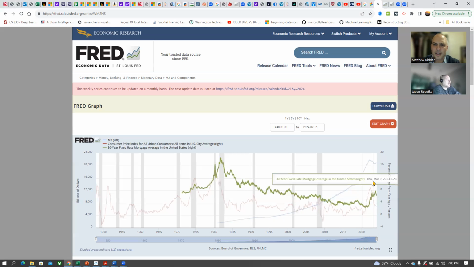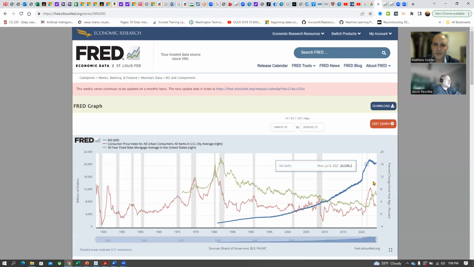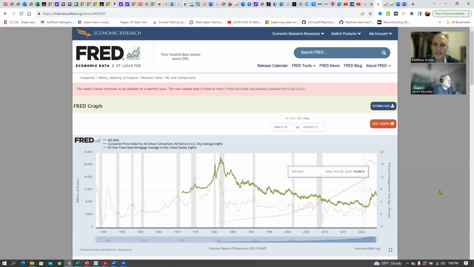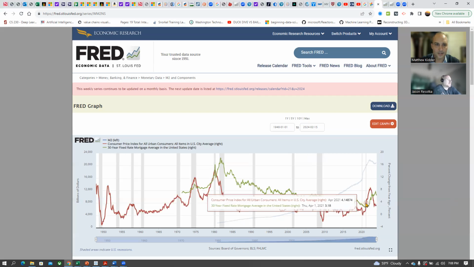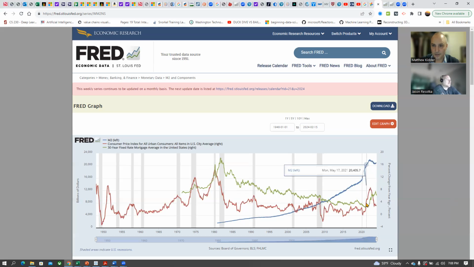The thing I really like about this part of the graph is that it demonstrates the lag between money printing and how that translates to prices. It's not instantaneous. There's a lag, and you can see the jump in money. And the red is the CPI, which is the percentage change year over year.